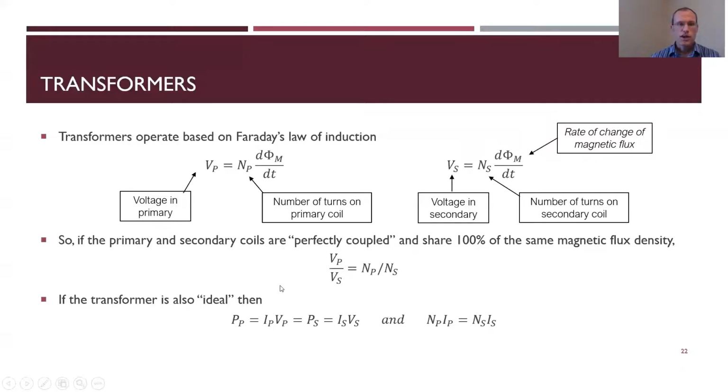If the transformer is also ideal, so ideal means there's no energy lost, then the power in the primary, which is IPVP, is the same as the power in the secondary, no energy loss, which is ISVS. And I can relate this back to my number of turns. So number of turns in the primary times the current in the primary equals the number of turns in the secondary times the current in the secondary.